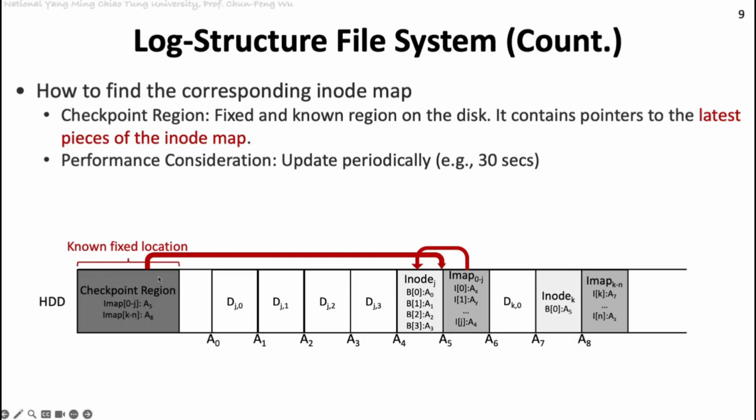First of all, you need to get the checkpoint region. Because the checkpoint region is super small, it is usually put into memory. So we only need to care about where the inode map is and where the inode is. So we can get a faster access time compared with the old Unix file systems.